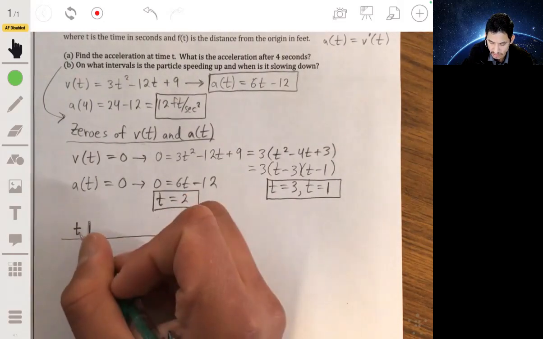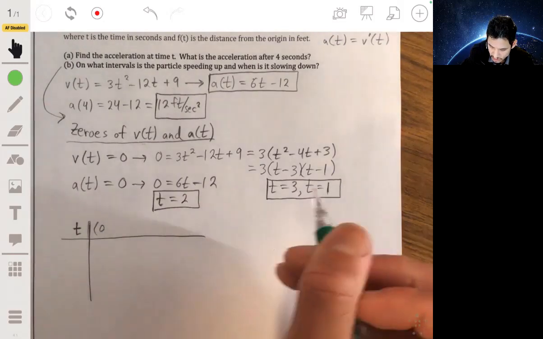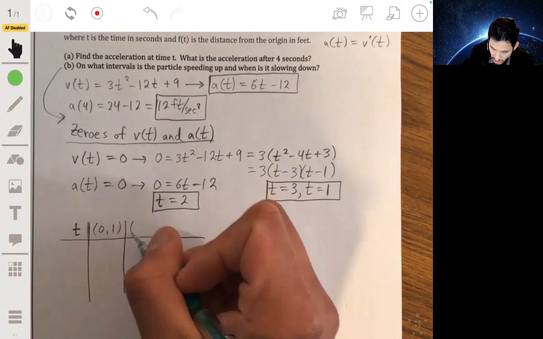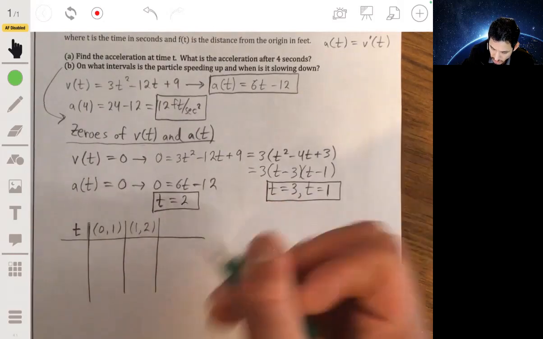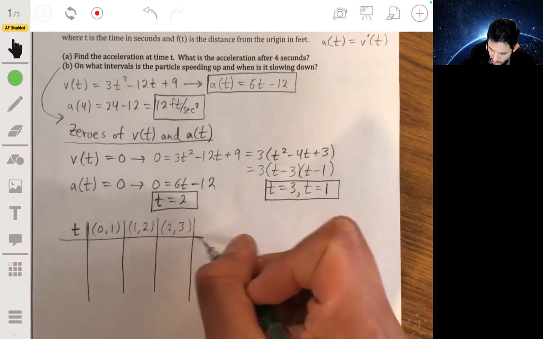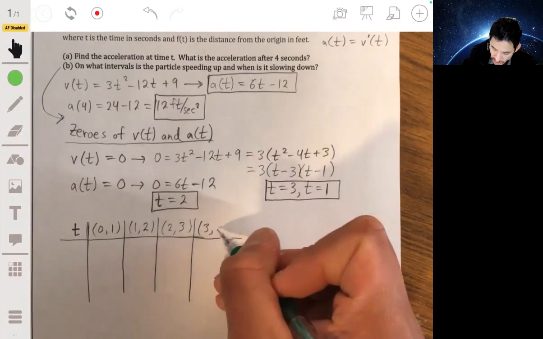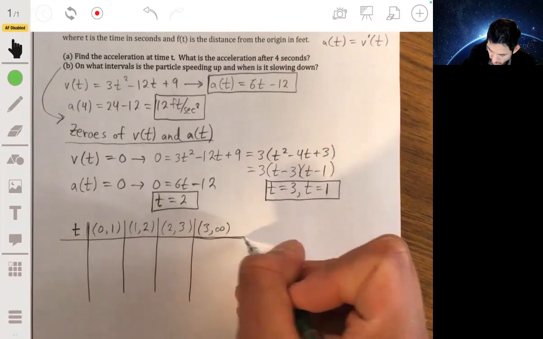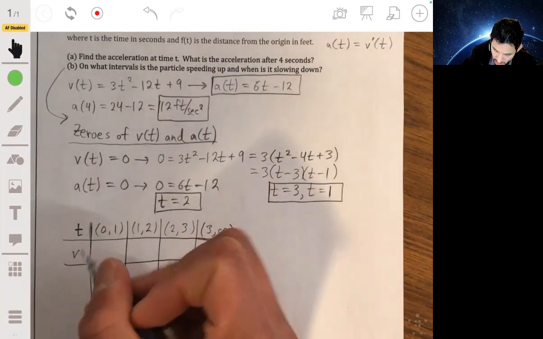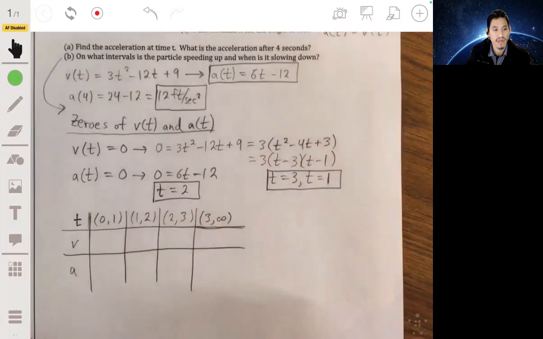For t, we're going to go from 0 to 1 first. Then we go from 1 to 2. Then we go from 2 to 3. And we go from 3 to infinity. And then let's look at what's going on with velocity, and let's look at what's going on with acceleration.